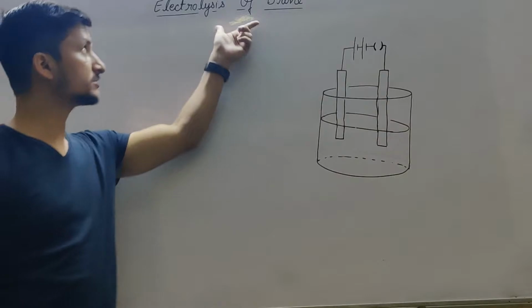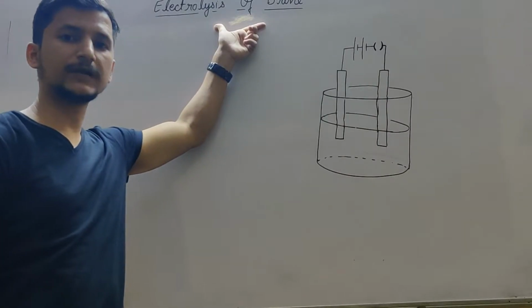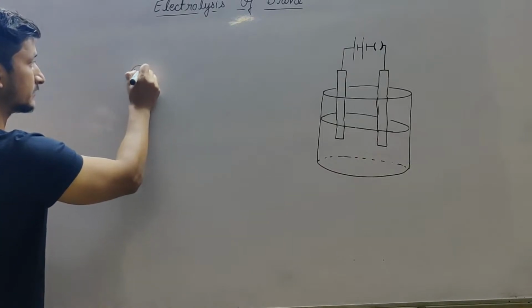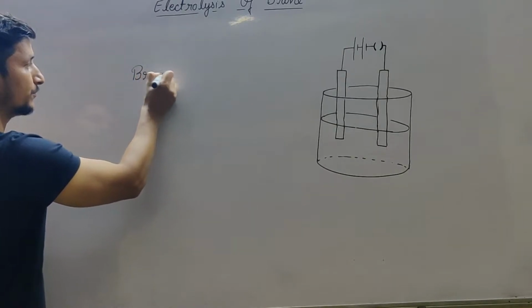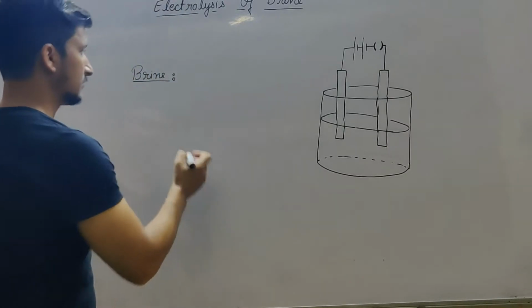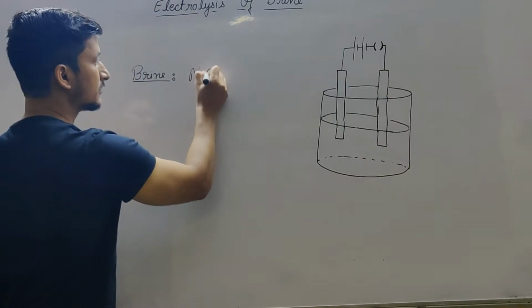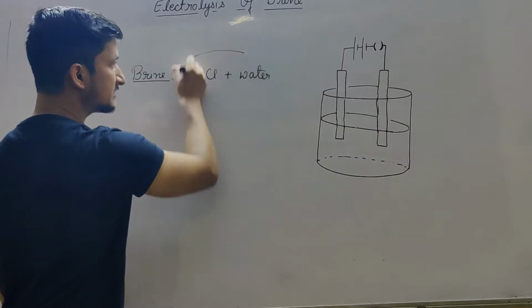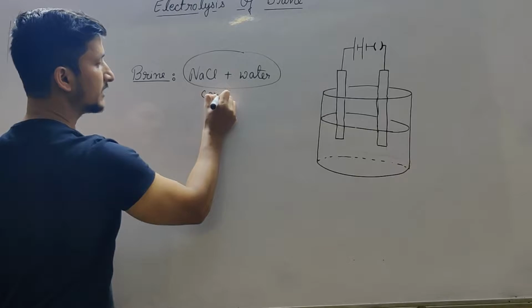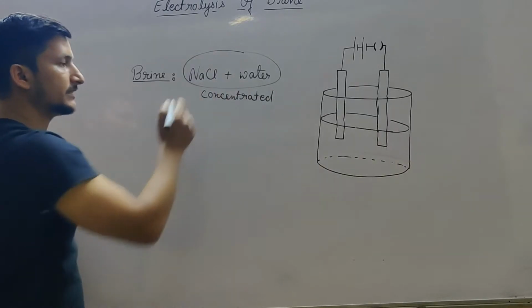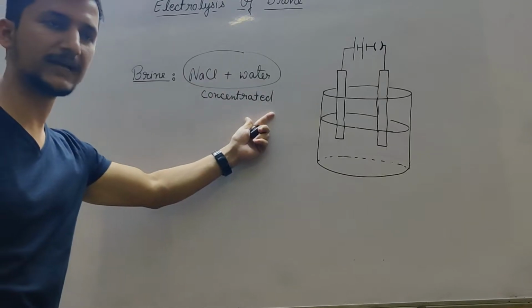So today we are going to study about electrolysis of brine. So the first thing that comes to our mind is, what is brine? Look, brine is an aqueous solution of NaCl. Dissolve NaCl in water. Remember that a concentrated solution of NaCl, that is sodium chloride, in water is called brine.